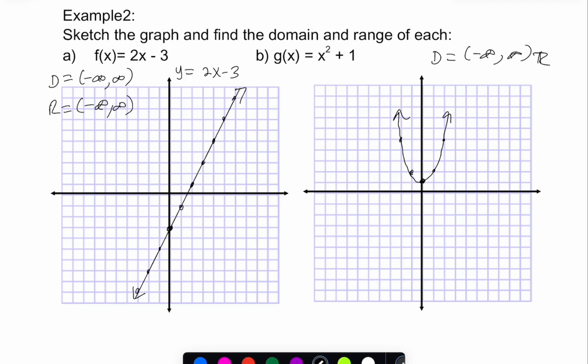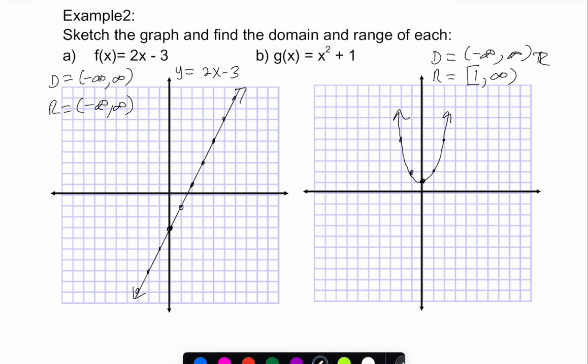Okay. But for a parabola, because there is a low point and a high point, you do have to be careful about the range for this one. The lowest point is positive 1. I do have a value that I can stand on at positive 1. And then I can go up forever and ever. So make sure it was a bracket. It was just a very sloppy bracket.